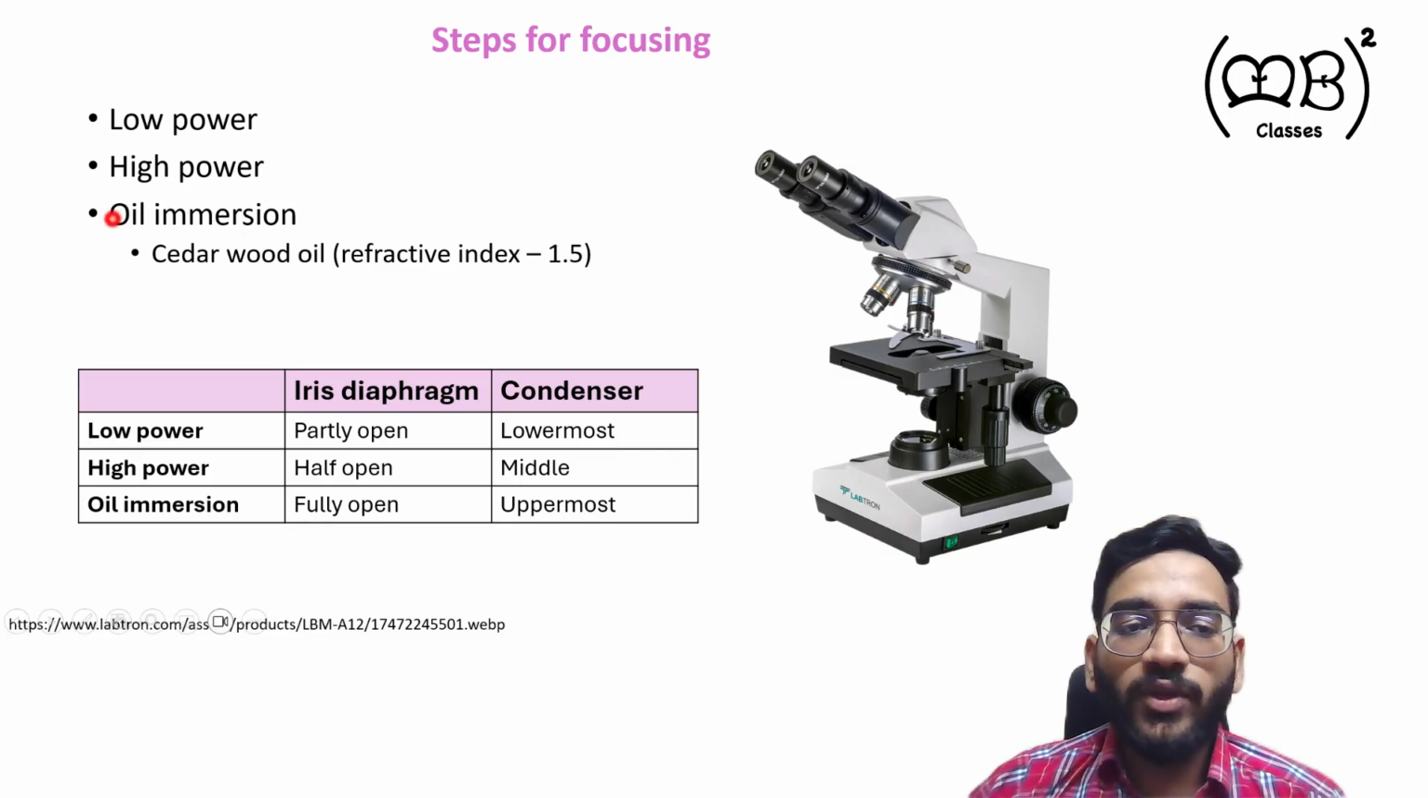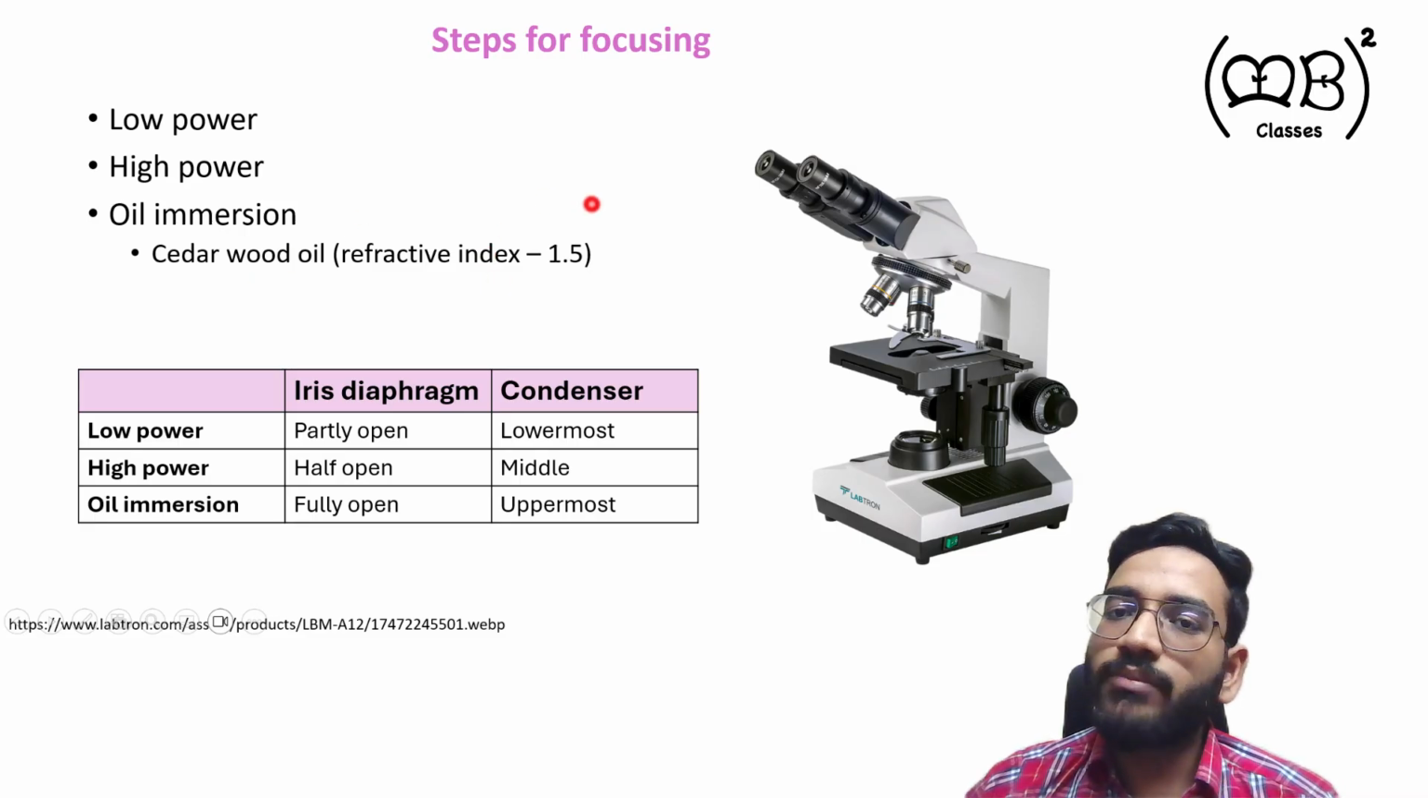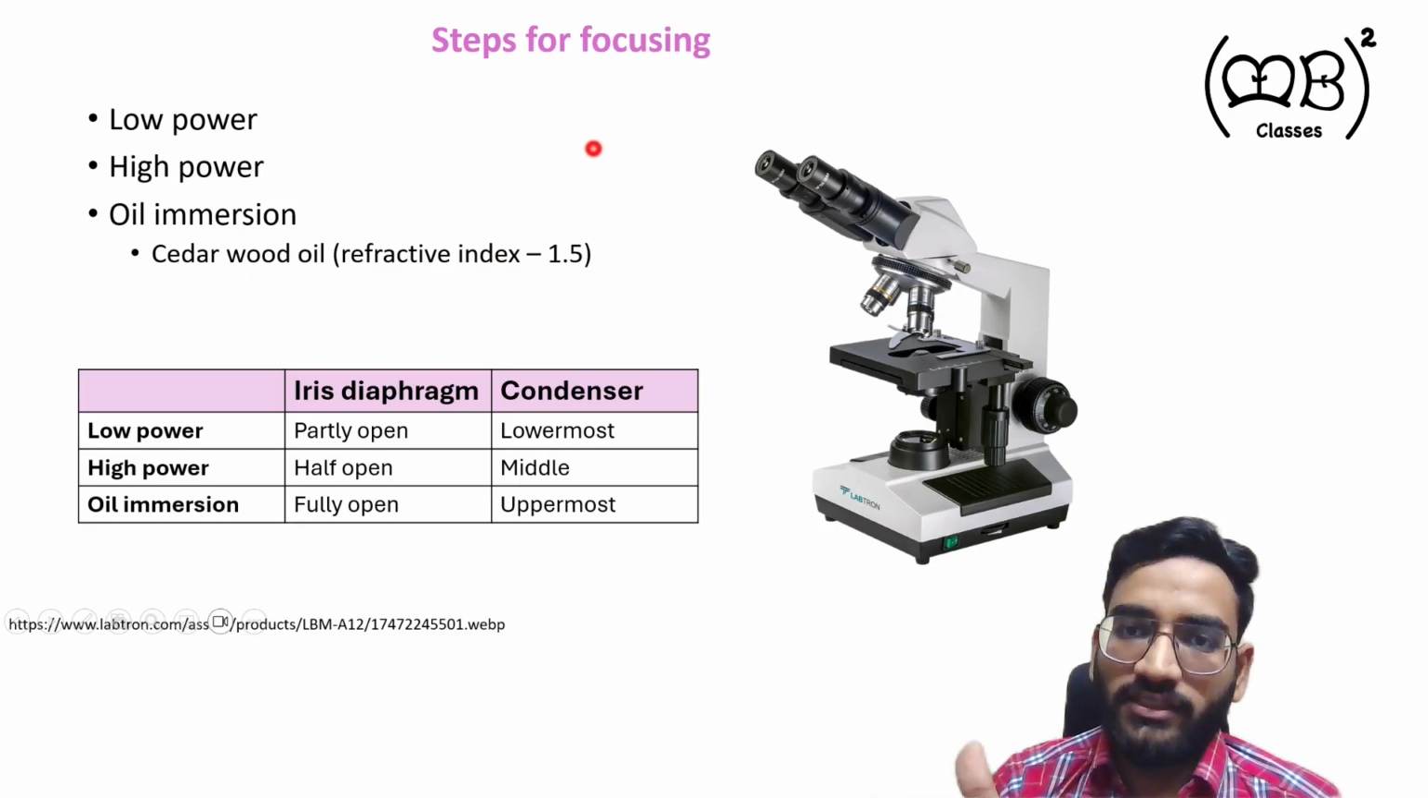Now, why are we saying oil immersion? Because we are using cedarwood oil. Now this is understood, but why are we using cedarwood oil? Cedarwood oil is used because the refractive index of the oil is similar to that of the material of the lens.